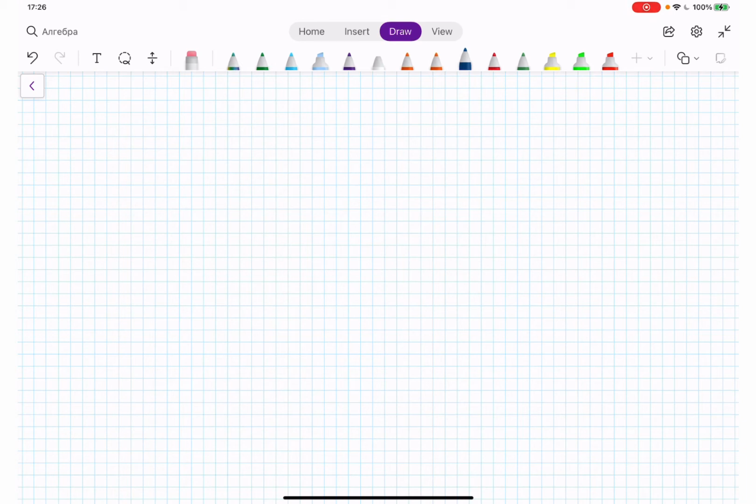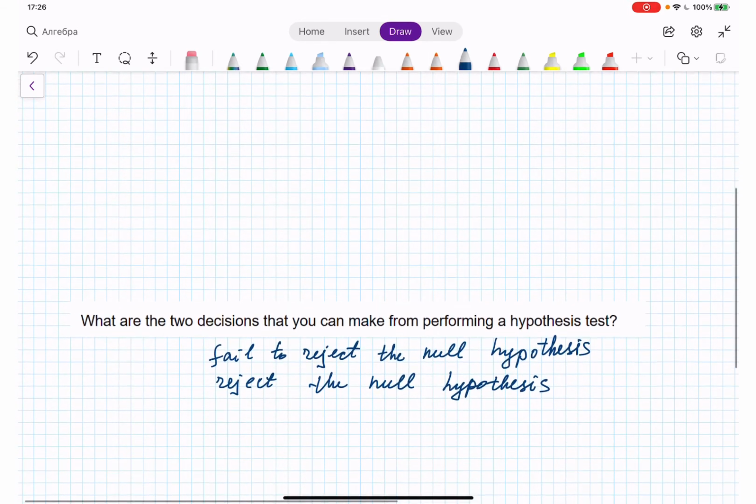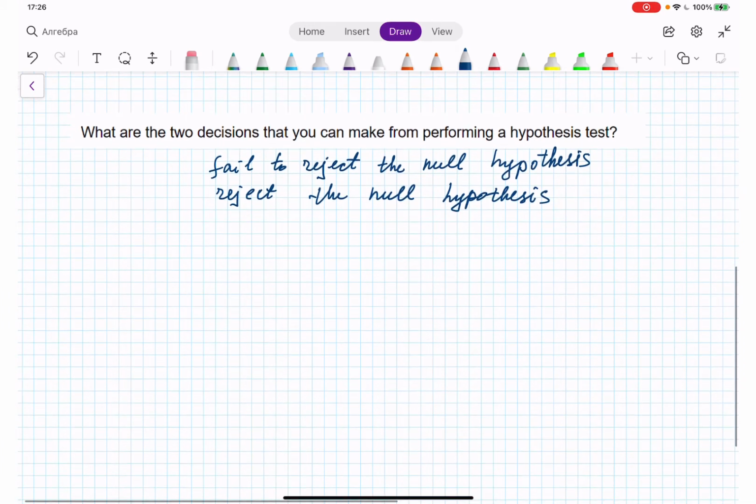Then we will learn to do interpretation of the test and make a decision based on the test result. Okay, let's start with the first one. I already wrote down the first one, so I didn't want to delete it.